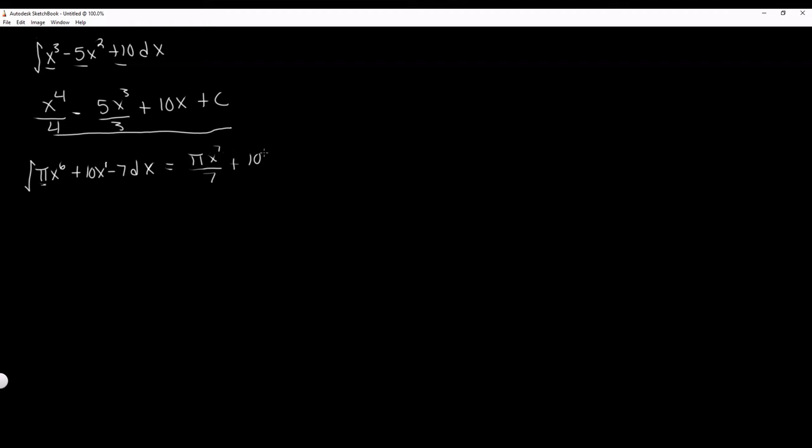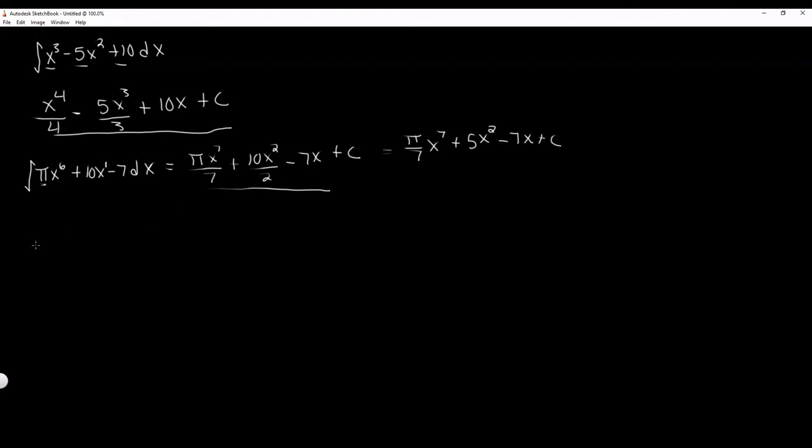So this would be 10x squared divided by 2 minus 7. 7's a constant, so we just add an x. 7x plus c. We can also simplify this. 10 divided by 2 is 5, so it would be 5x squared. So we can have pi divided by 7, x to the 7th, plus 5x squared minus 7x plus c.